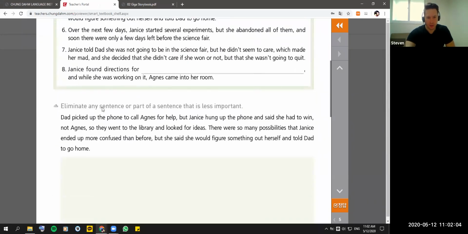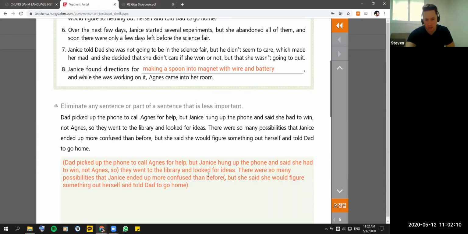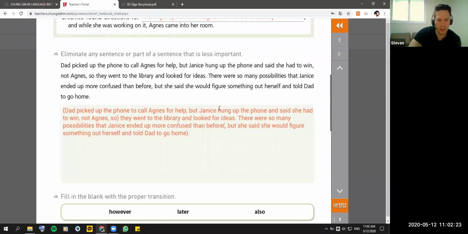You then move down to this next part. This is eliminate any sentence. This teaches them to go and find the things that are not needed. What I usually do is draw a line through it as well, and then they can retype it so that they understand we just want to include what is necessary in our summary. You teach them to remove things.